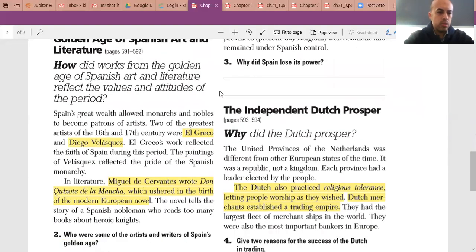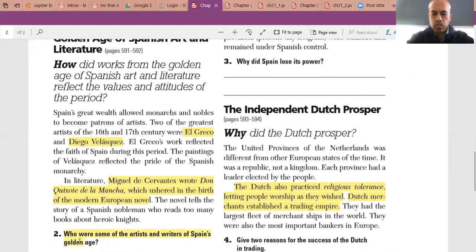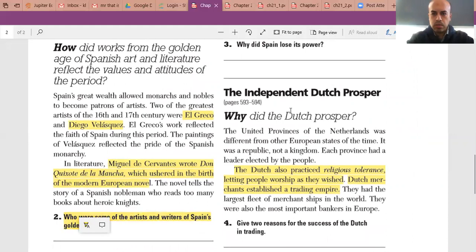The second part, which is also an extremely important part in this section, has a question here: who were some of the artists and writers of Spain's Golden Age? This is the question. Here, Spain's great wealth allowed monarchs and nobles to become patrons of the arts. Two of the greatest artists of the 16th and 17th century were El Greco and Diego Velázquez.